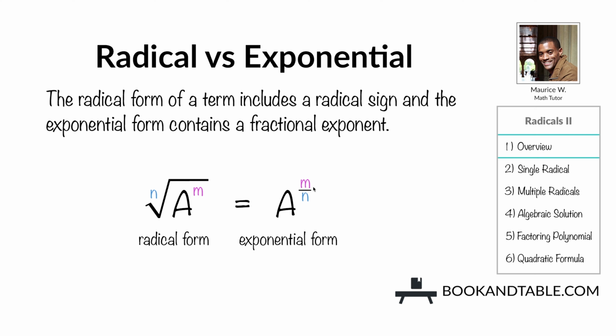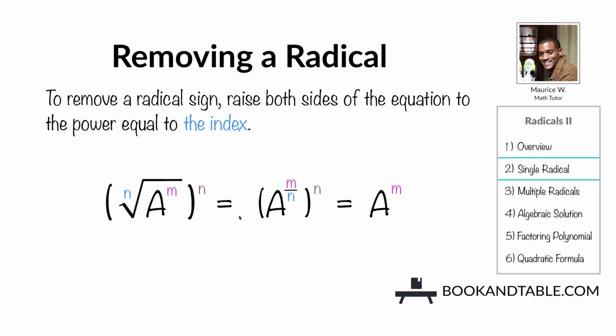So using this, knowing that this is the exponential form of a term, we can see how we go about removing a radical sign. To remove a radical sign, you want to raise both sides of an equation to the power equal to the index. So if we have our term a to the m over n, we want to raise this entire term to a power of n.